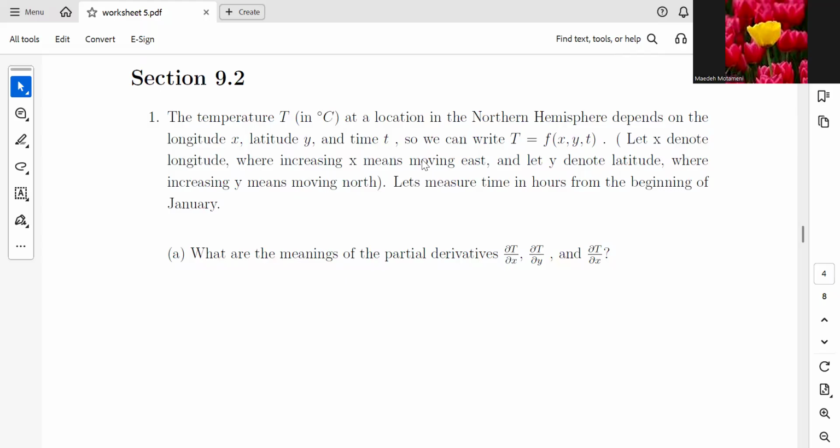Hello everyone. In this video, we are going to talk about section 9.2, which is about partial derivatives. For the first example or problem here, the temperature T, in degrees Celsius, at a location in the northern hemisphere depends on the longitude X, latitude Y, and time t. So we can have a triplet X, Y, t, and let X denote the longitude, where increasing X means moving east and increasing Y means moving north.